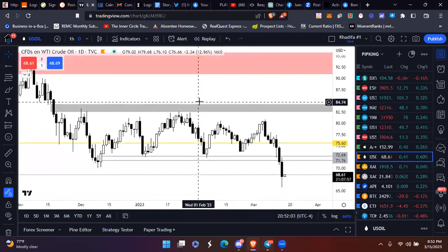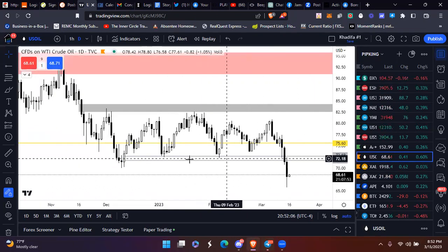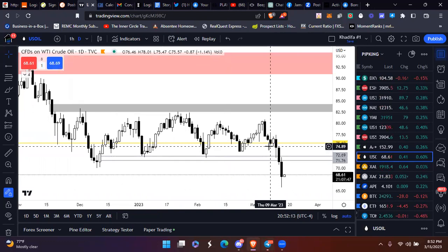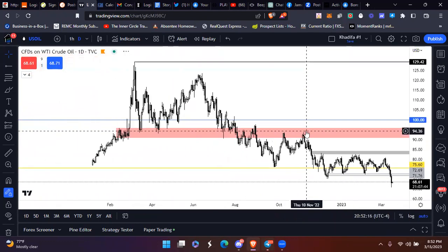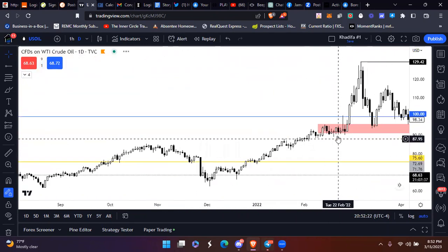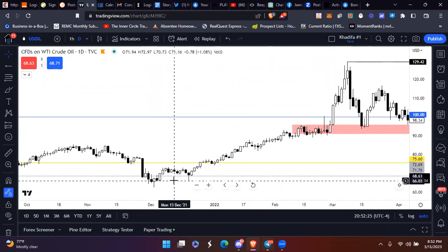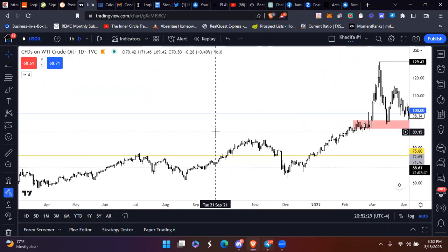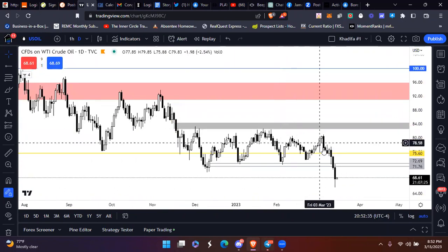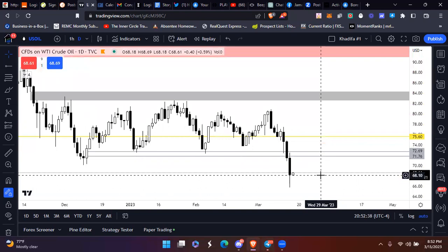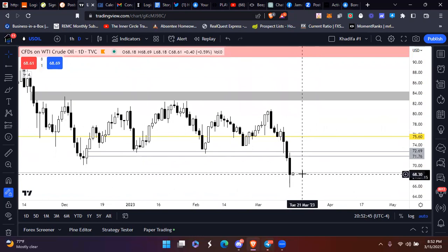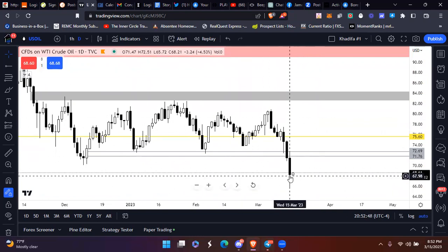Looking at oil, look at that. Broke back below this fair value gap that we've been holding forever. So we ran that sell side. Yeah, we ran that. I don't know what's going on with oil either. Oil usually moves with the dollar. So we're all out of whack.